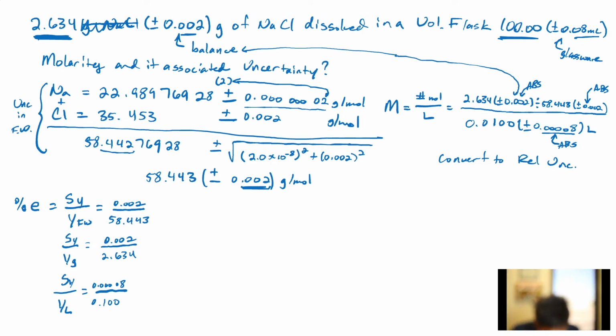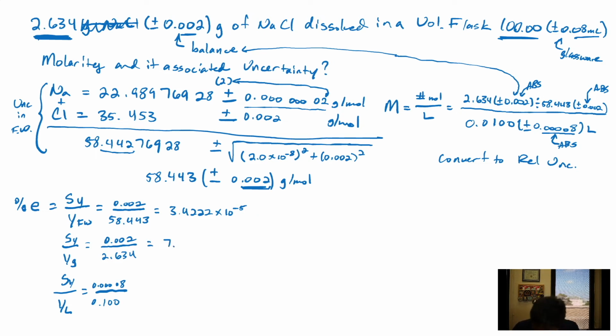So we'll go through and calculate all that out, and you get these numbers. 3.4222 times 10 to the negative 5. And then here you get 7.593 0.144 times 10 to the negative 4. And then here you get 8.0 times 10 to the negative 4.